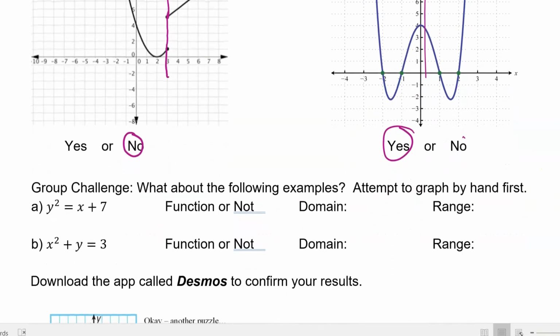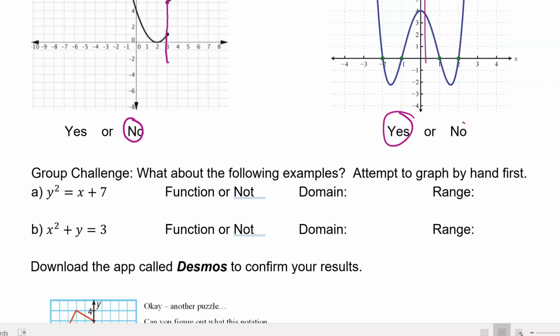Group challenge. In class, I give this challenge as a group. What about the following examples? y squared equals x plus 7. Is it a function or not? You may also hear it like this: determine whether a given equation defines y to be a function of x, which really is sort of just asking, is it a function or not? So does the given equation define y to be a function of x?